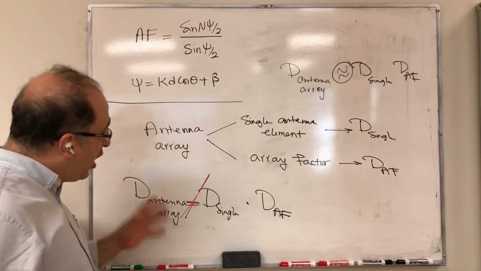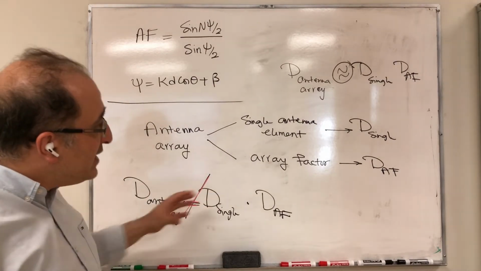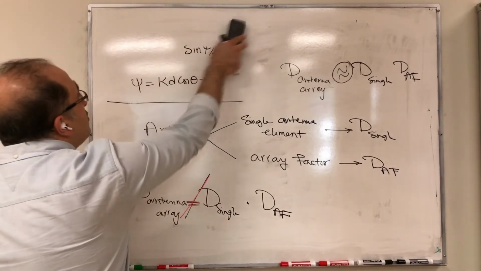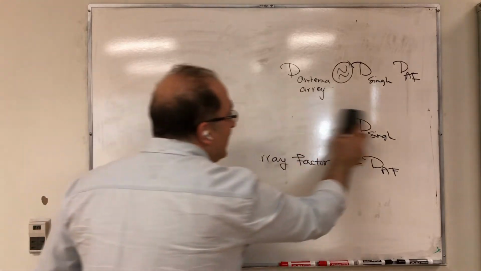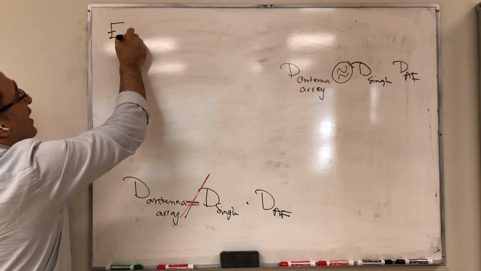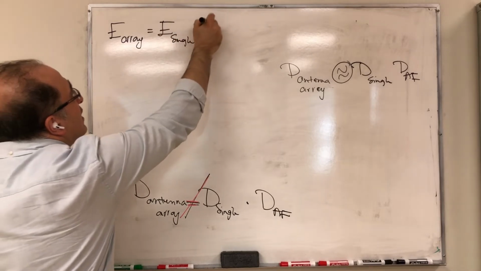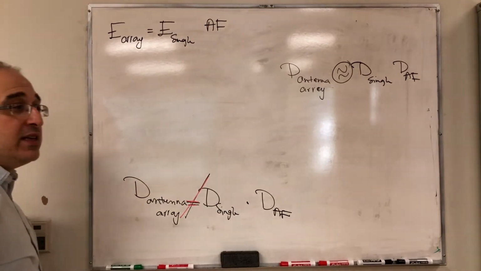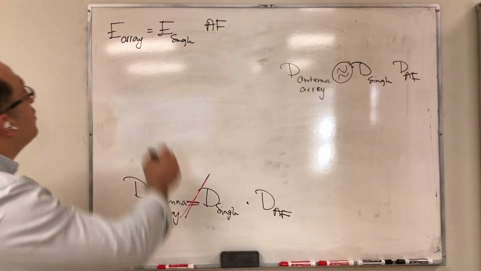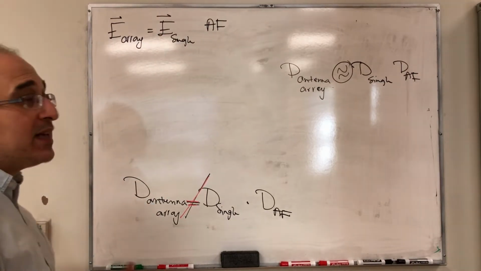But if you want to calculate the directivity of the antenna array, this is not the proper procedure. The proper procedure would be to go to the electric field, because we know that the electric field of the array is equal to the electric field of the single antenna element times the array factor. So this is the situation that we know: E of our array is equal to the single antenna element times the array factor.